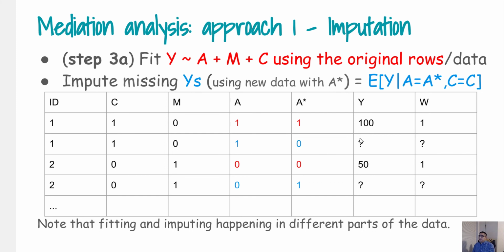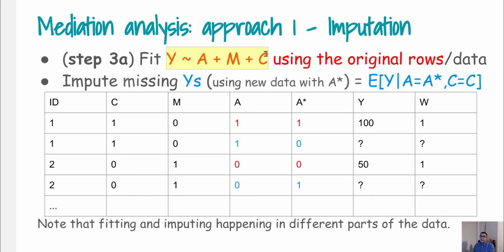So in the imputation approach, what we are essentially trying is to impute these question marks under the y values, right? To do that, we are sticking with our original data. What is our original data? This is our original data, where we have observed our y. In the original data we fit an outcome model with respect to A, M and C, right?